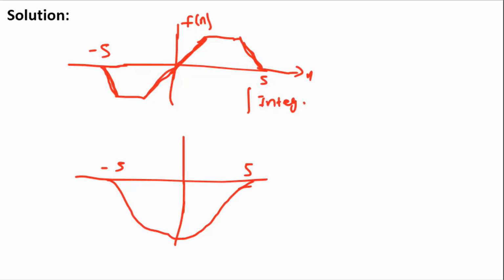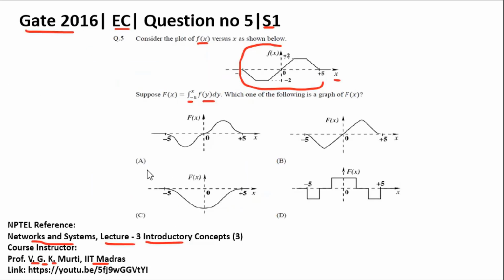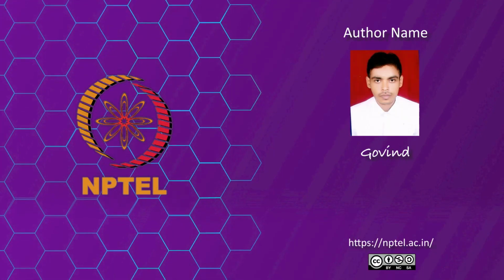So from the options, you can see only option C represents the correct integration of this f of x, and options A, B, D are wrong. So the correct answer for this question is option C.